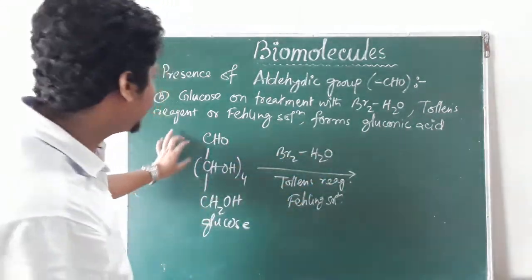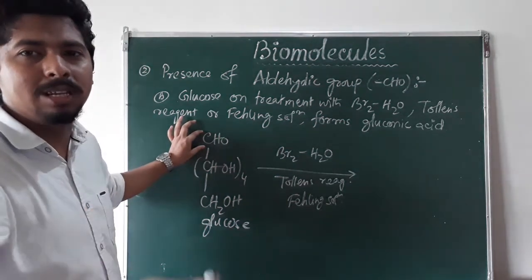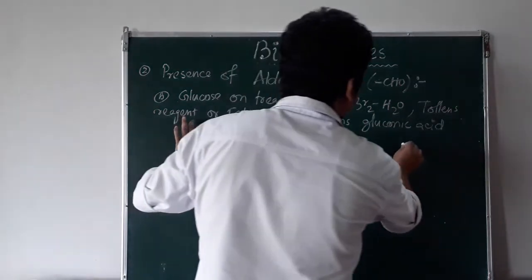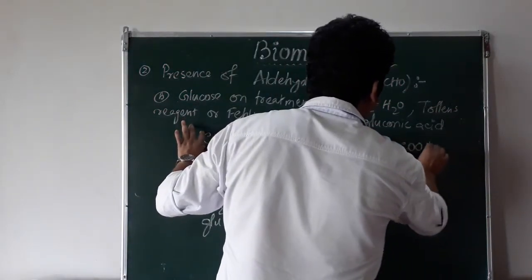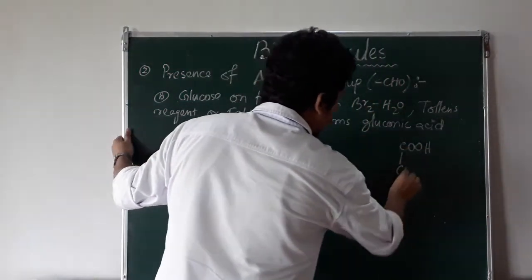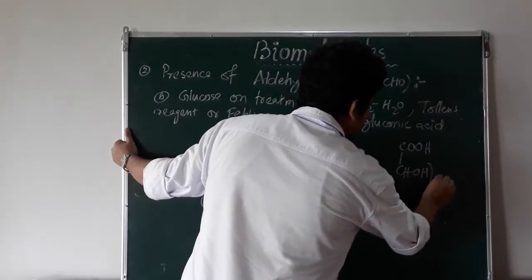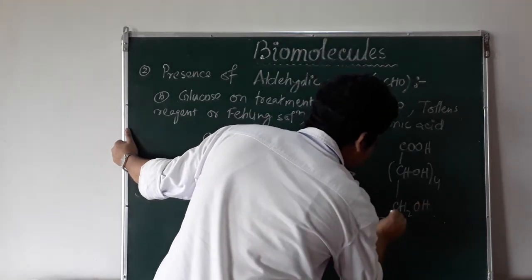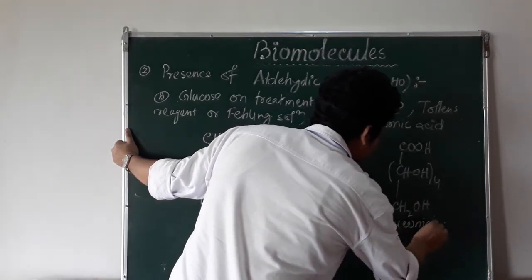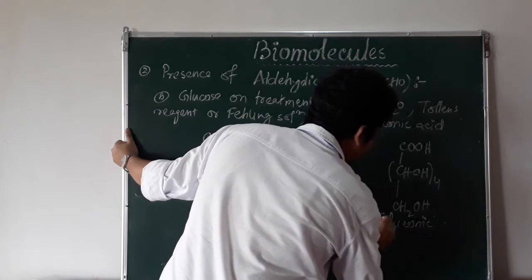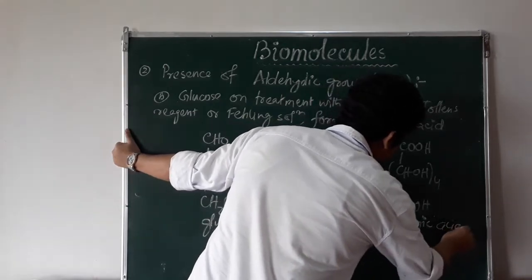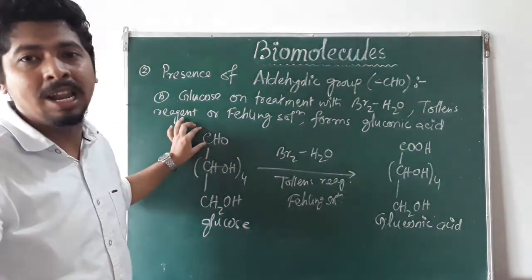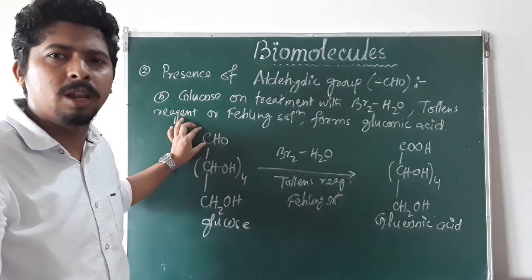Means here you see this aldehyde group will be oxidized to carboxylic acid. So this CHO will be converted to COOH. The rest of the part will be the same. Here we have CHOH 4 times bond CH2OH. Its name is gluconic acid. So this reaction confirms that glucose contains an aldehyde group.